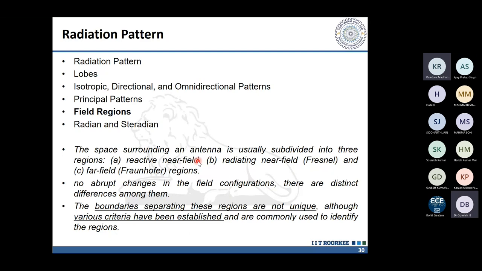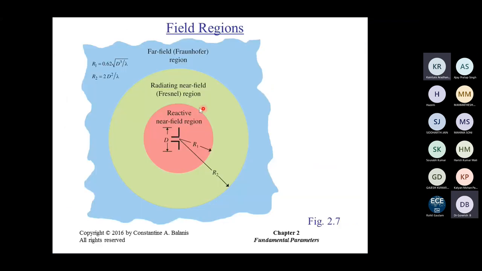Then we were looking into the field regions. This is where we stopped. We discussed this and we stopped here. There are three regions as we discussed: the reactive near field, the radiating near field, and the Fresnel or far field. These are the boundaries which are considered very often. The rule of thumb is to use these as the boundaries for these three regions, though it is not very well established. There are various criteria, so the boundaries can change depending on the criteria.